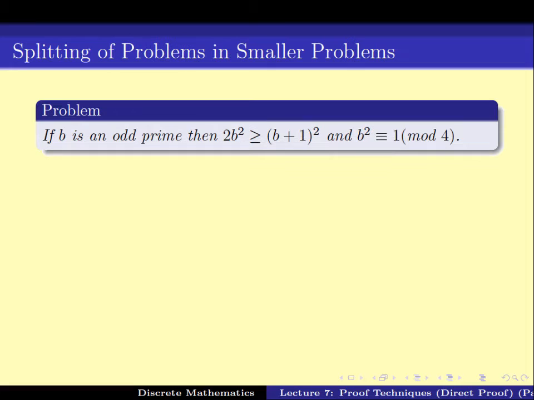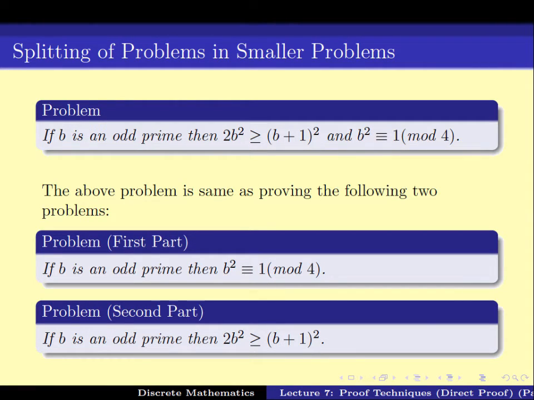Thus, this problem can be split up into these two parts, namely, first part, if b is an odd prime, then b square is congruent to 1 mod 4, and secondly, if b is an odd prime, then 2b square is greater than or equal to (b plus 1) whole square.